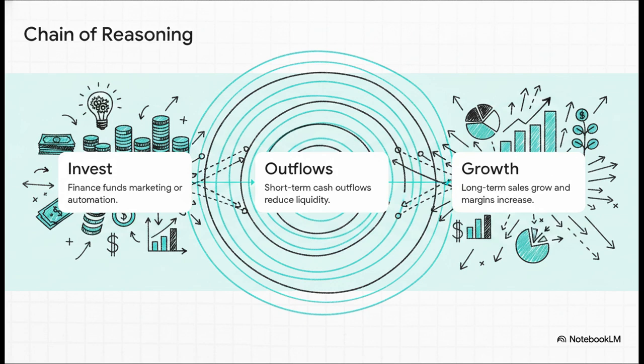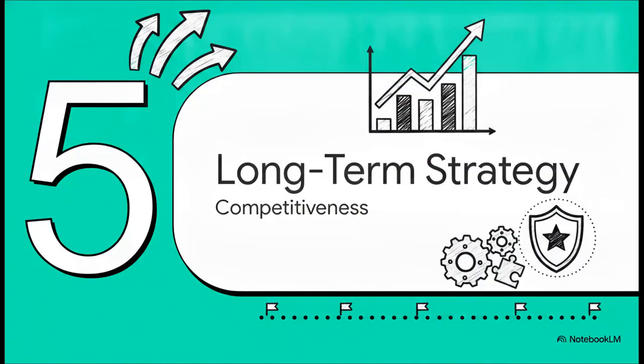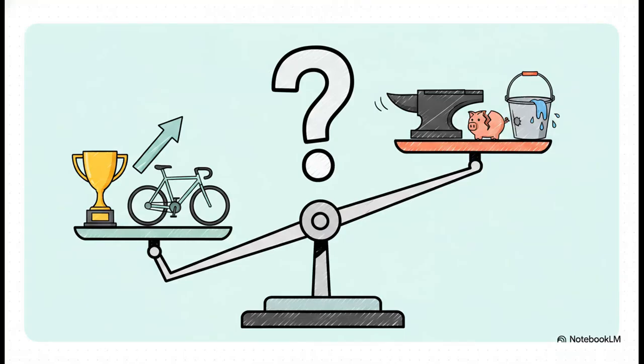But look closely at Step 3. Because of that investment, long-term sales grow through better marketing, or unit costs fall because of the automation. And that eventually increases overall profit margins and competitiveness. It's like a giant puzzle. It is all connected. And that brings us to Section 5, Competitiveness and Long-Term Strategy. At this high level, you really must weigh long-term strategic investments against immediate financial risks.